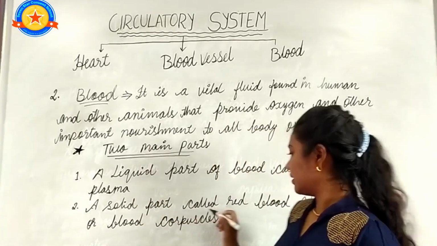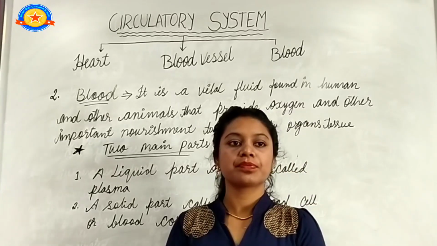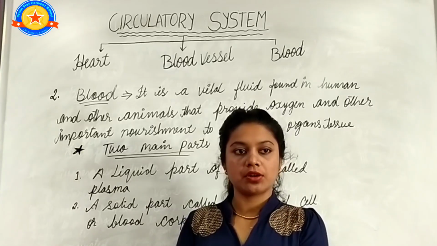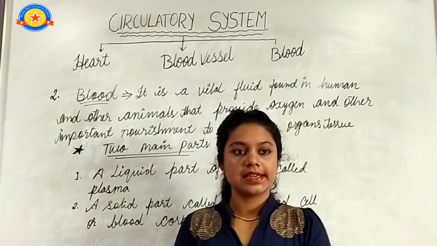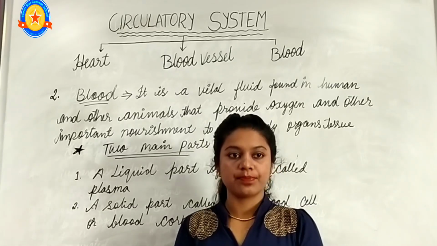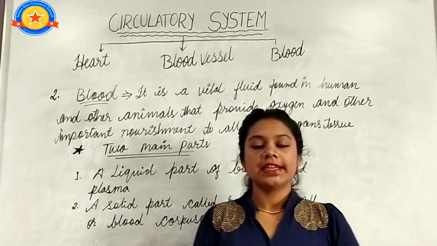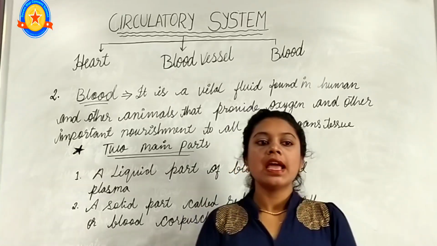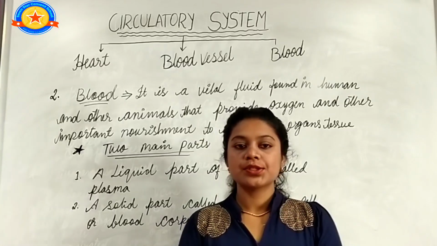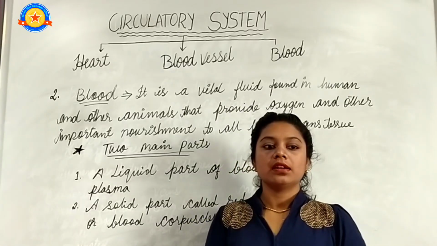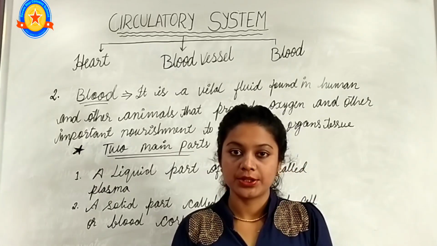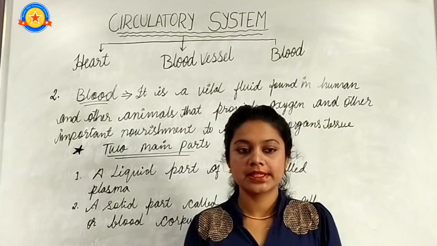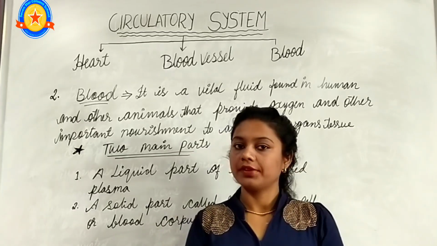Now the blood cells and corpuscles have three kinds: red blood corpuscles, called erythrocytes, white blood cells, called leukocytes, and platelets, called thrombocytes. Their functions are to transport oxygen, carbon dioxide, nutrients and hormones to all parts of the body, to maintain the water balance in the cells of our body, and to regulate body temperature. They also support and protect the body from harmful organisms like bacteria, viruses and protozoa.